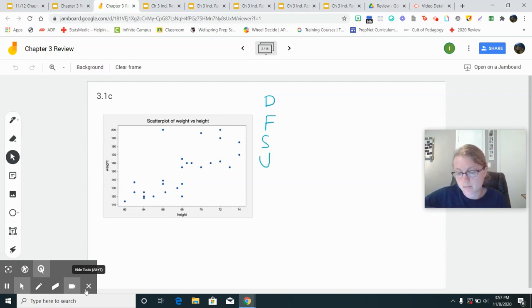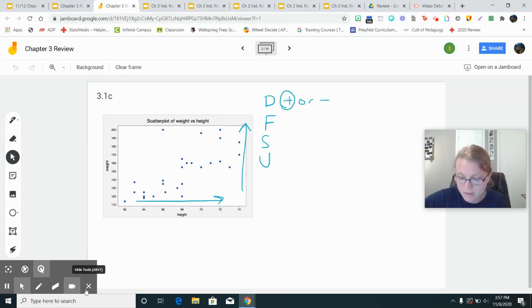So for this scatter plot, what we want to look at for direction, we can decide between positive or negative. So basically in this case, if I look at the data, my x values are increasing and the points are also going up this way. The y values are increasing. So this is a positive relationship.